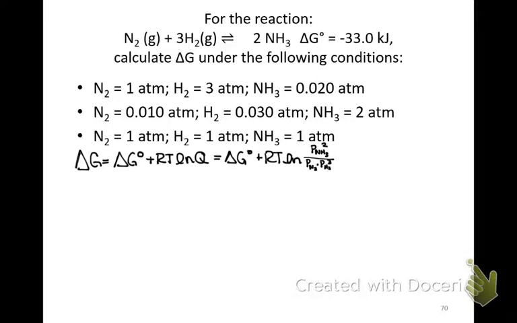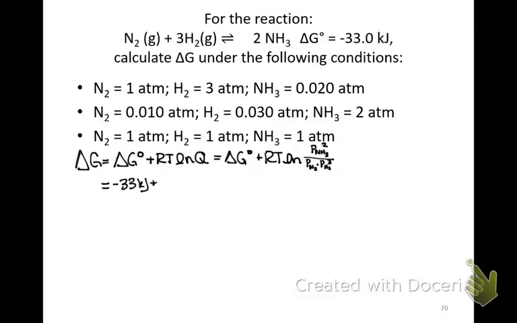All right, so if we do one example of this, we'll take the first set of conditions. We've got 1 atmosphere of N2 and H2, the reactants, and only 0.02 atmospheres of the products. So we have much more reactants than we have products in this case. Okay, so delta G standard here is negative 33 kilojoules.